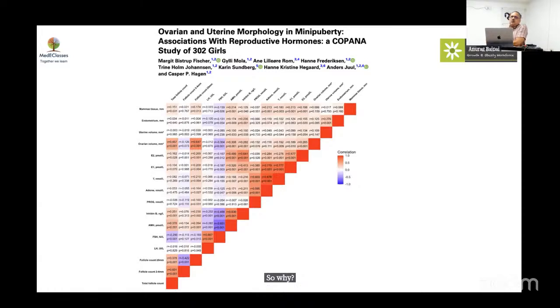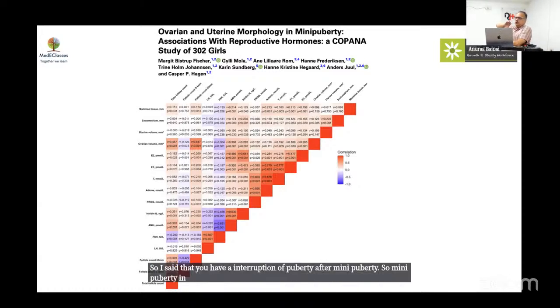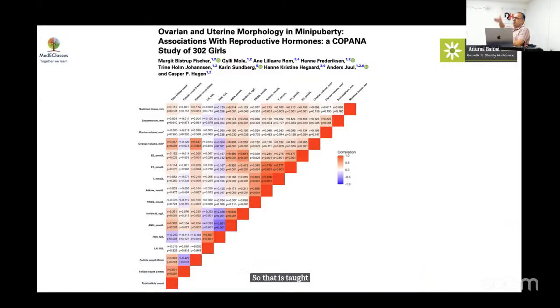So I said that you have an interruption of puberty after mini puberty. Mini puberty in a normal default mode would mean that you enter into puberty and then you go and have normal reproduction and everything. So that is taught because you don't want humans to reproduce so early. You give them time to learn.